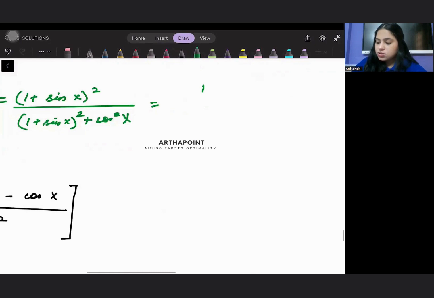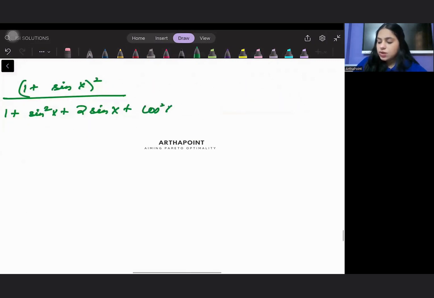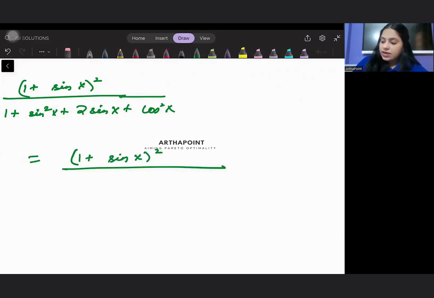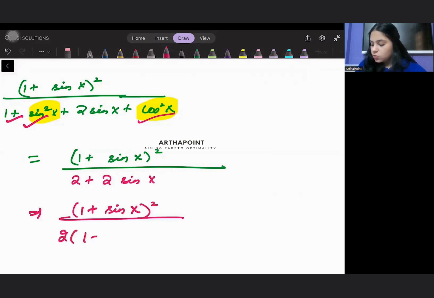So if you just look here, this will be (1 plus sin x) whole square upon the denominator, which will be a square plus b square plus 2ab, plus, I am just keeping this as it is, plus cos square x. So this will be (1 plus sin x) whole square. And if you notice, sin square x plus cos square x is going to be 1, right? So sin square x plus cos square x is 1, plus 1, that is 2. So 2 plus 2 sin x. So this is going to be (1 plus sin x) whole square upon, I'll take 2 common, 2 times (1 plus sin x), and this will cancel out.